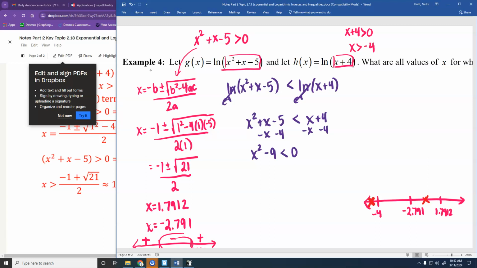And so x squared minus 9 will factor. It's a difference of squares. It is x plus 3 times x minus 3. And so that's going to be a negative 3 and a positive 3. So our negative 3 would fall right here. Our positive 3 is up here. We've got x plus 3, x minus 3, and our answer.